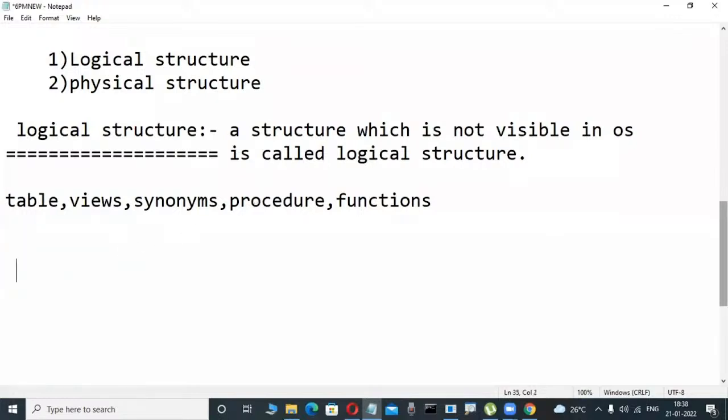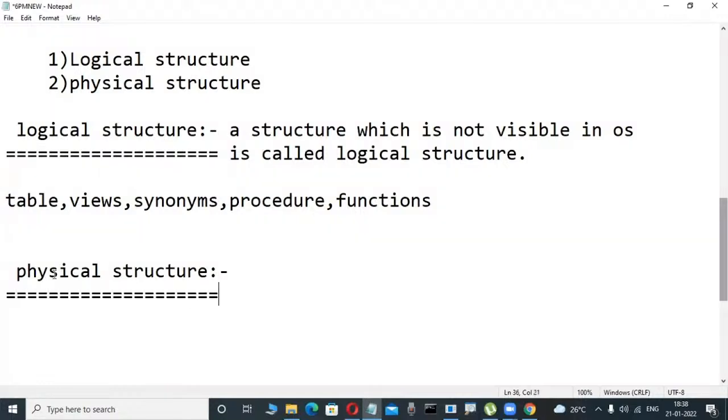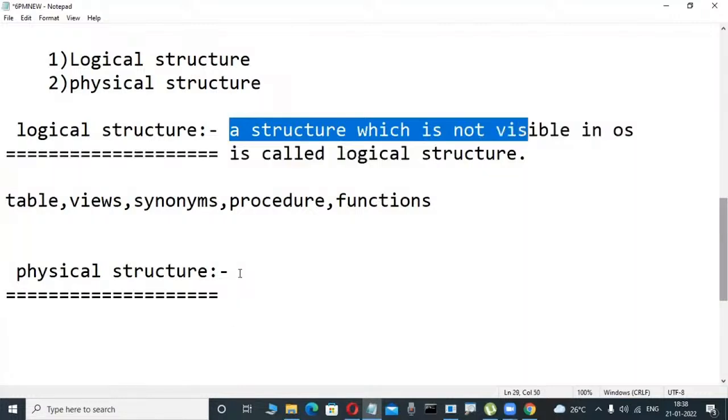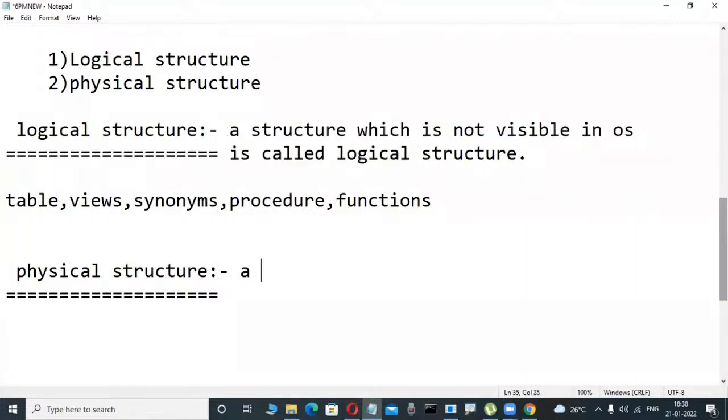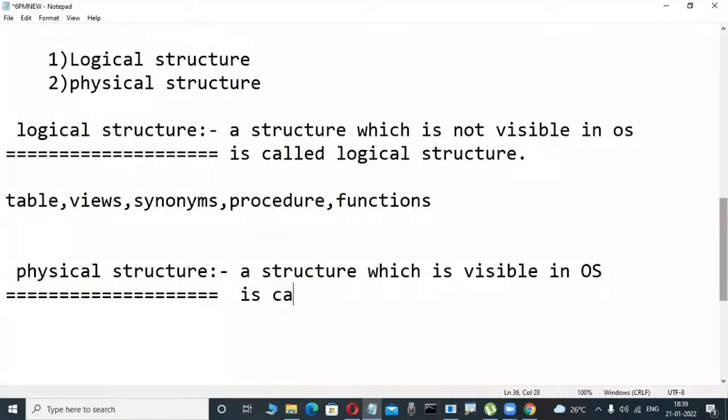Now observe it here. What is physical structure? Don't write it, just roughly observe it here. Physical structure is there. Now, just for the idea, what does physical structure mean? It is the opposite: a structure which is visible in the operating system, which is visible in the OS, is called physical structure.